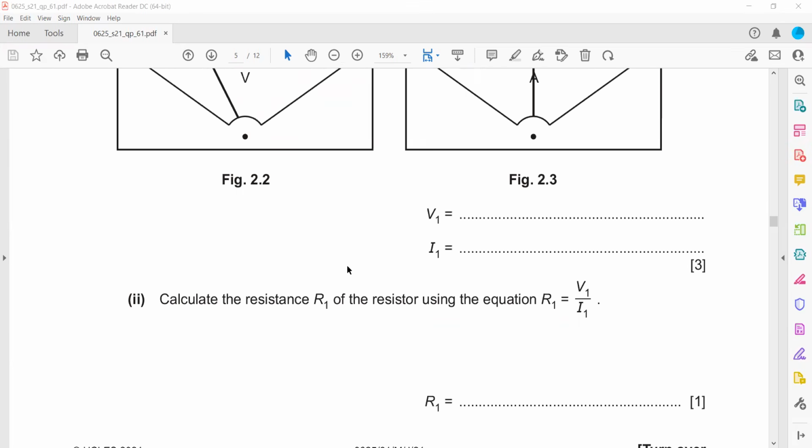calculate the resistance. What will be the resistance? So we worked out the voltage was 2.4 and the current was 0.50. So we need a resistance R1, which is a ratio between V1 over I1. So 2.4 divided by 0.5. So that will come out as 4.8, and the unit of the resistance is ohm. So 4.8 ohm will be the resistance.